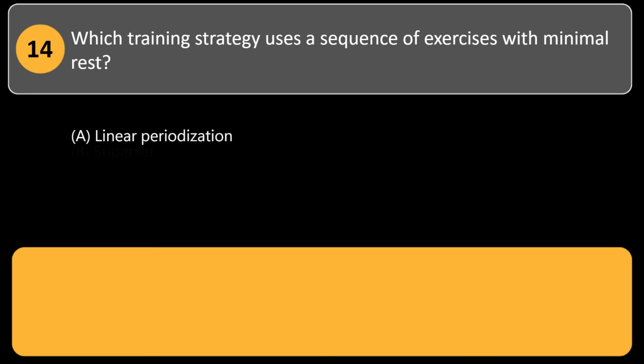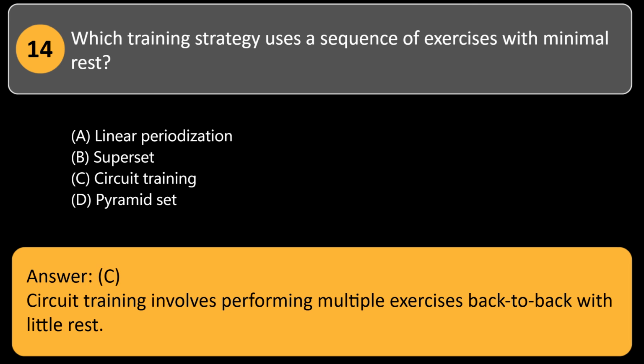Which training strategy uses a sequence of exercises with minimal rest? A. Linear periodization. B. Superset. C. Circuit training. D. Pyramid set. Answer: C. Circuit training involves performing multiple exercises back-to-back with little rest.